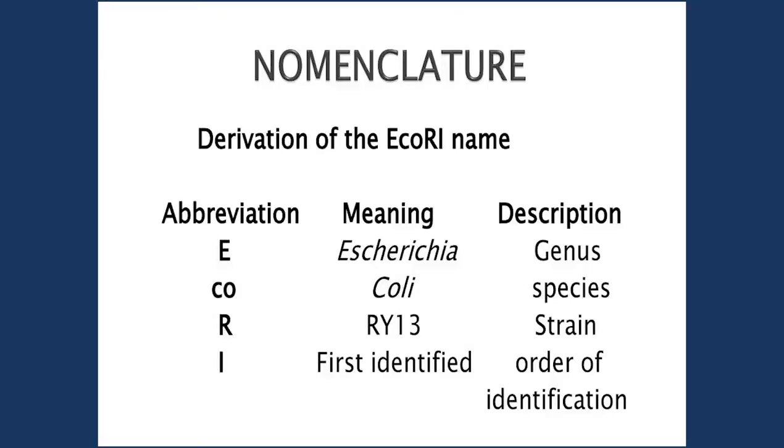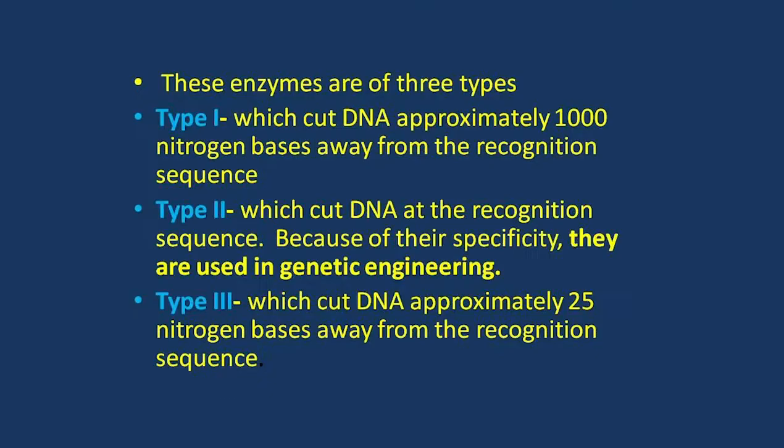For example, in EcoR1, E stands for Escherichia, which is the genus. CO stands for coli, which is a species. R stands for the strain, which is RY13. And 1 stands for the first identified restriction endonuclease in E. coli. These enzymes are of three types.